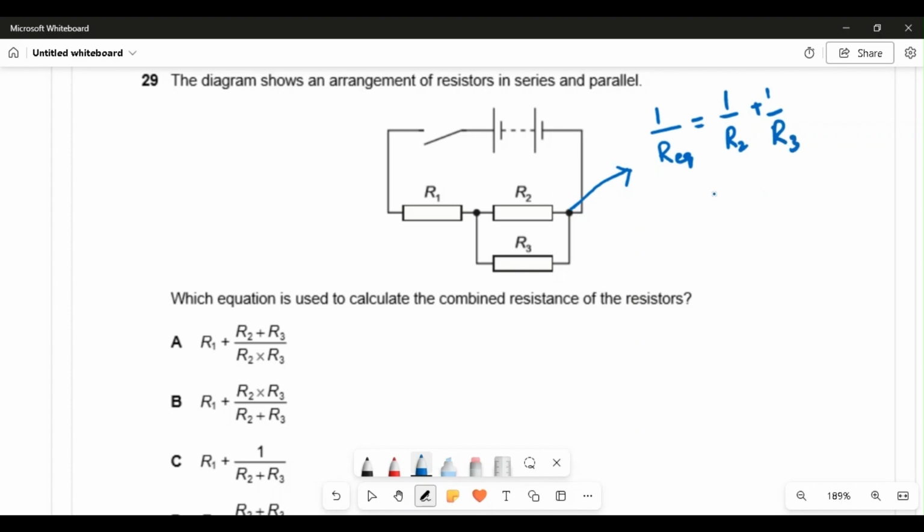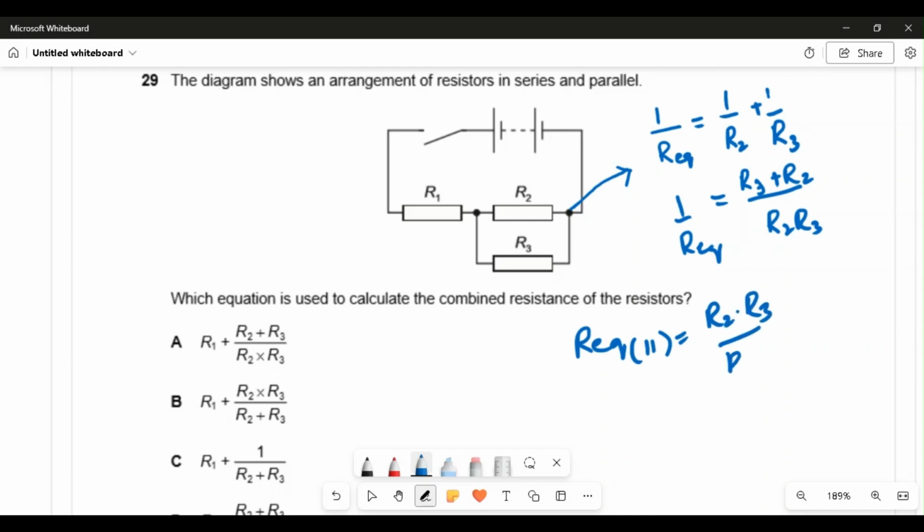This can be simplified with LCM R2 R3, giving R3 plus R2 over R2 R3, and if I reciprocate it, I will get the equivalent resistance for the parallel combination. The equivalent for the parallel will be equal to R2 times R3 over R2 plus R3.